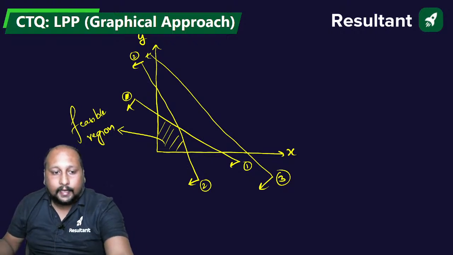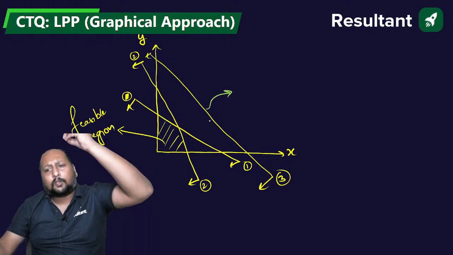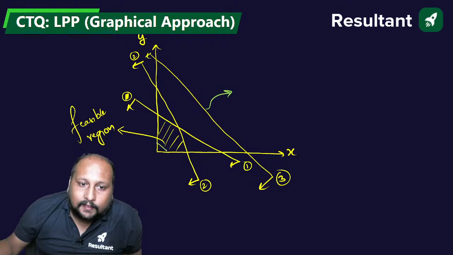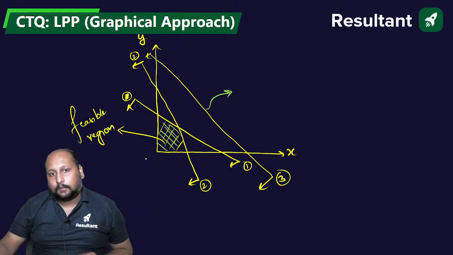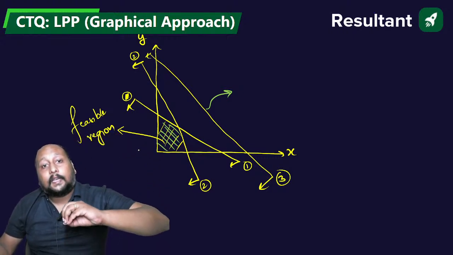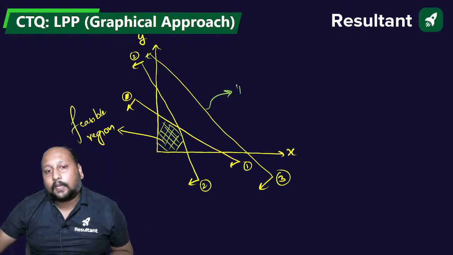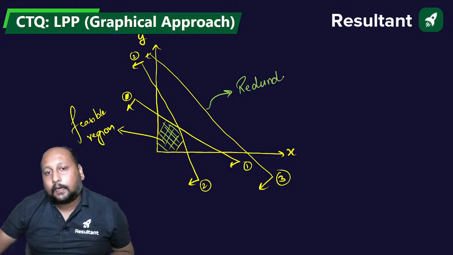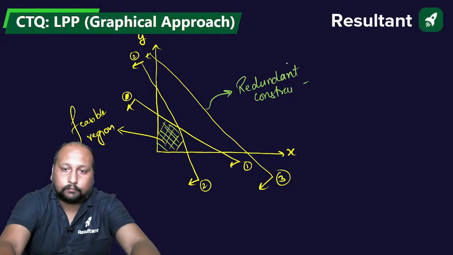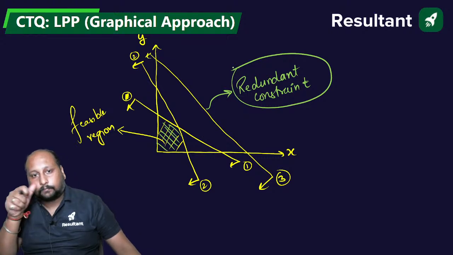If I try to remove constraint number 3, let us suppose by any reason I am removing this, kya mera feasible region mein koi change aayega? There is no change in the feasible region. So that kind of constraint, which is, even if you are removing that constraint, my feasible region is not changing, is type ke constraint ko kya bolte hain? Redundant constraint. This type of constraint we call it as redundant constraint. Perfect hai.